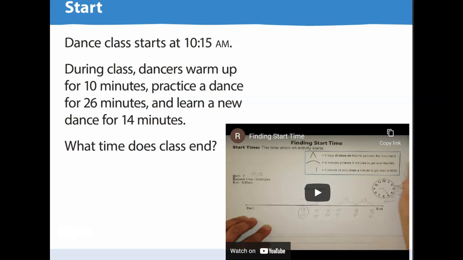Add what? All the minutes, right? Add all the minutes. So 10, 26, 14. Well, I know that 6 plus 4 is 10. Put the 0 down, carry the 1. And then 2 plus 1 is 3, plus 1 more is 4, plus the 1 that I carried is 5. So how many minutes was the whole dance class? 50 minutes, right? 50 minutes.